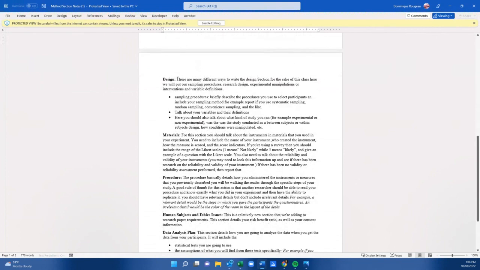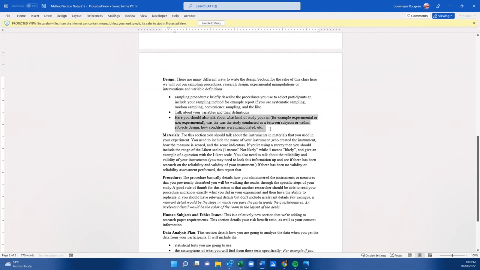Moving on to the design. There's a lot of different ways to write the design, but you typically do need to have a couple of things here. You need to talk about your sampling procedures. So, how exactly did you recruit participants? Did you use convenient sampling? Did you use systematic sampling? Did you use random sampling? Talk about your variables and their definition. This is actually why I had you do that assignment where you did define your variables. This is where you're going to put that information.